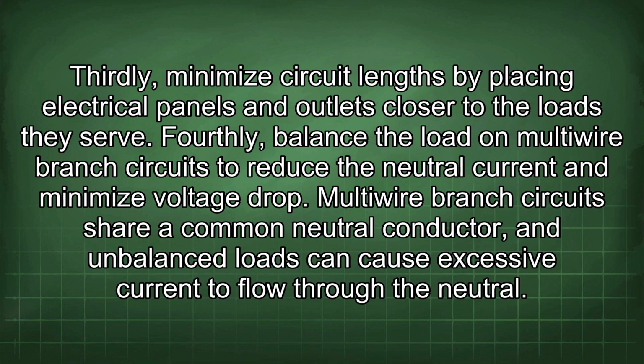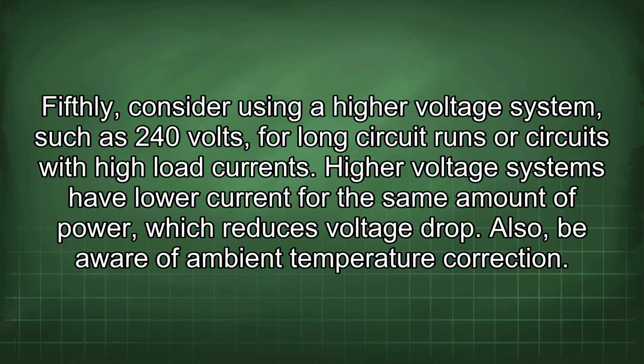Fourthly, balance the load on multi-wire branch circuits to reduce the neutral current and minimize voltage drop. Multi-wire branch circuits share a common neutral conductor, and unbalanced loads can cause excessive current to flow through the neutral. Fifthly, consider using a higher voltage system, such as 240 volts, for long circuit runs or circuits with high load currents. Higher voltage systems have lower current for the same amount of power, which reduces voltage drop.